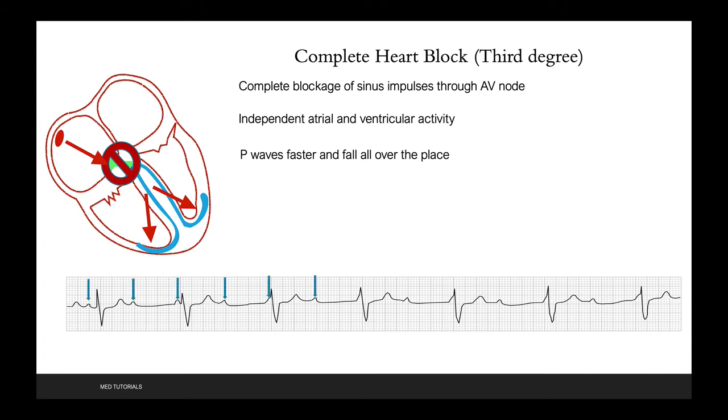Now here's an example of an ECG of complete heart block. You see the P waves appear all over the place. There's no proper correlation with the QRS, and they seem to be appearing at different places.